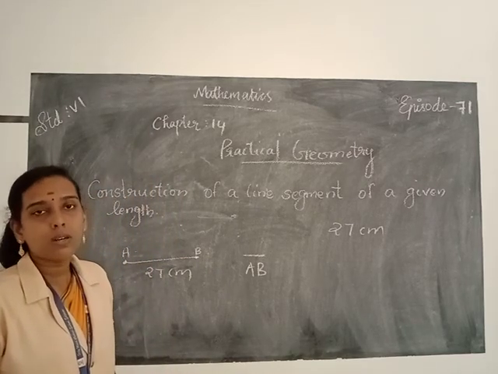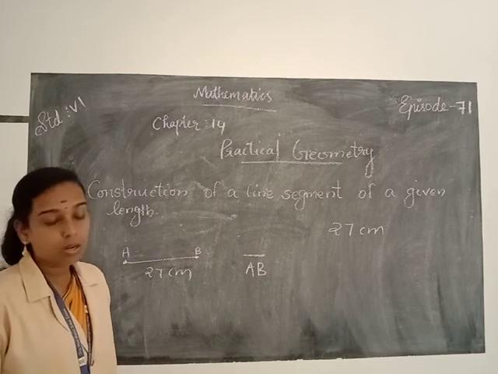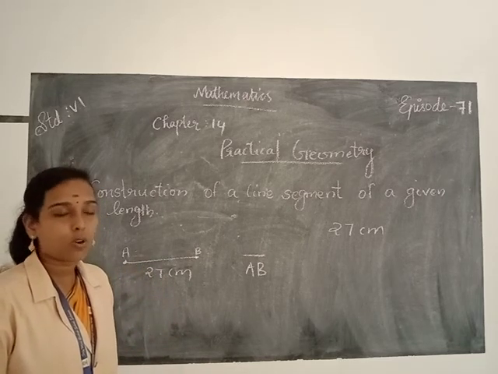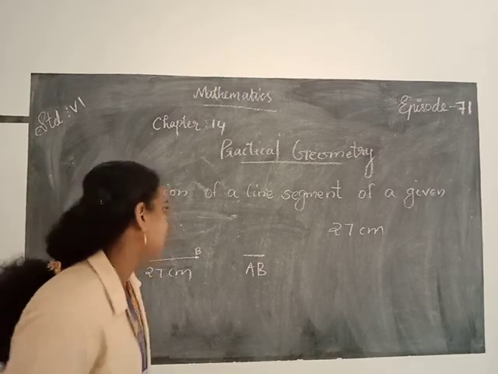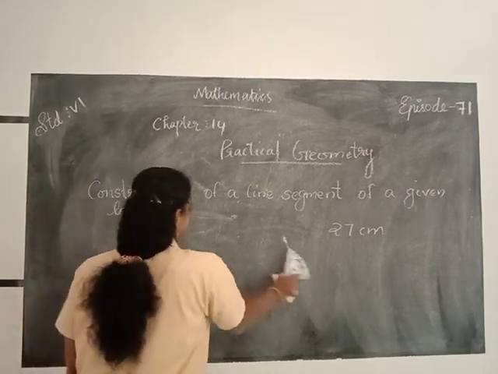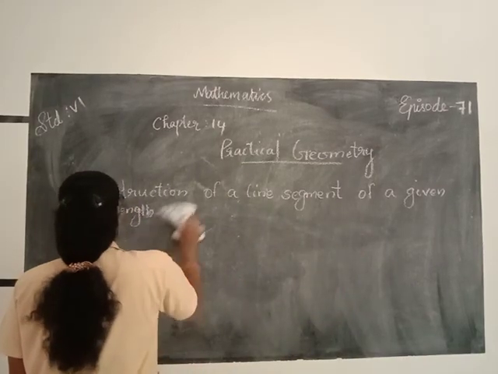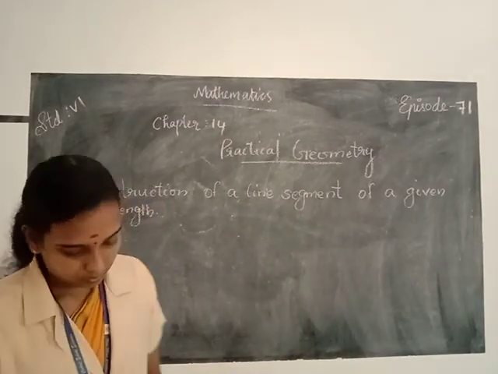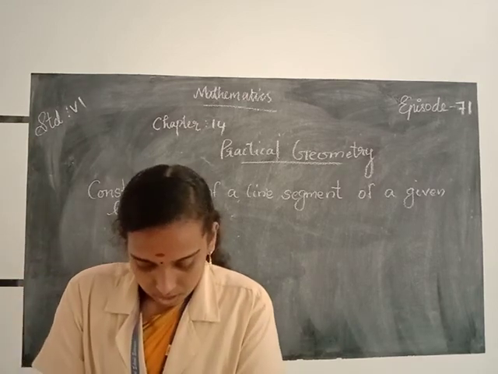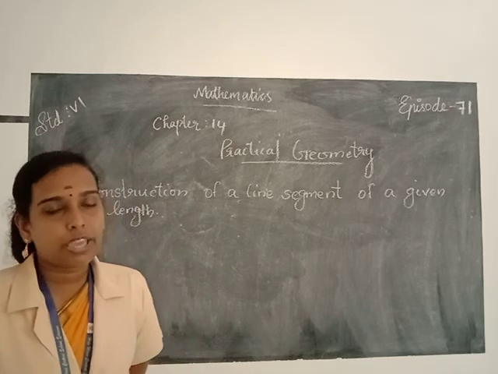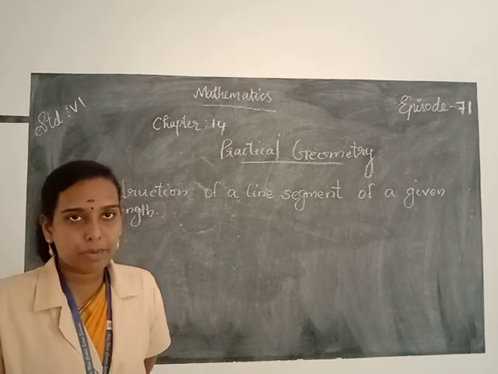And we can also use a compass and a ruler to draw a line segment. So let's see. Using a ruler and compass, we can draw a line segment.